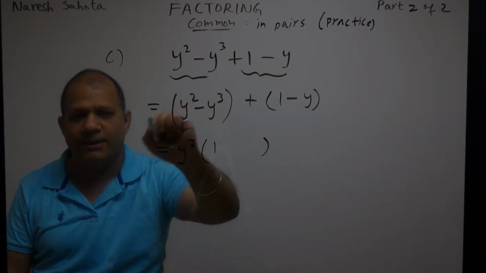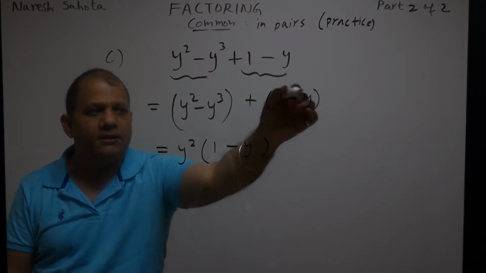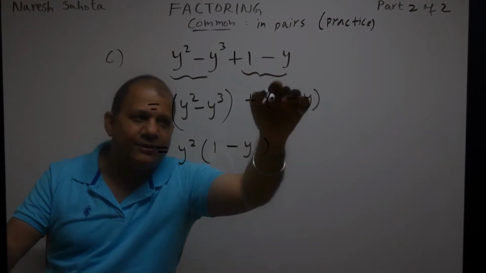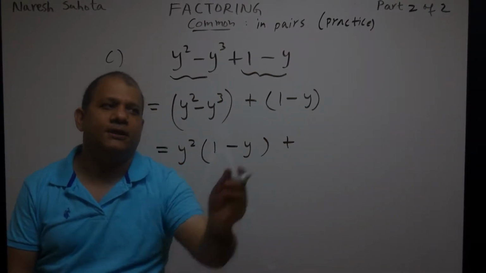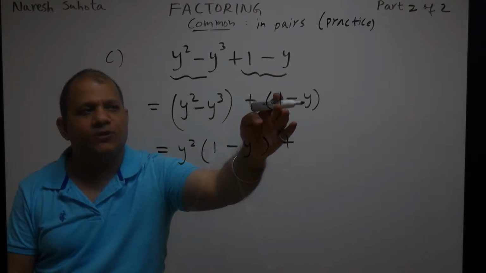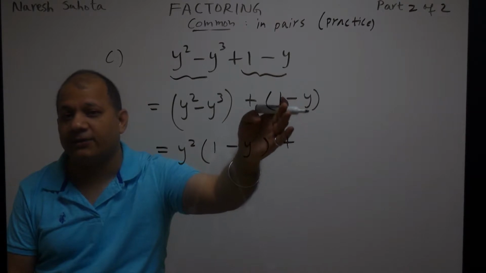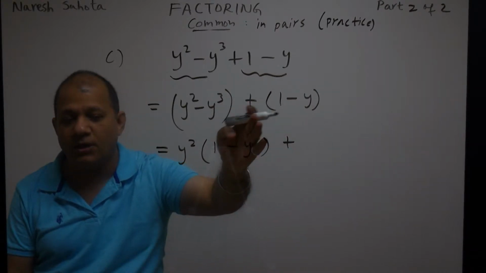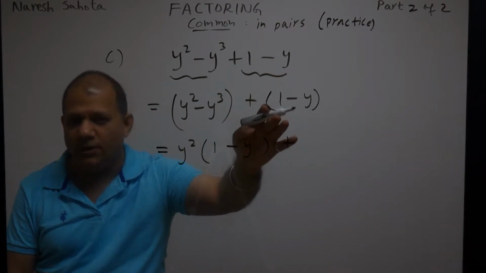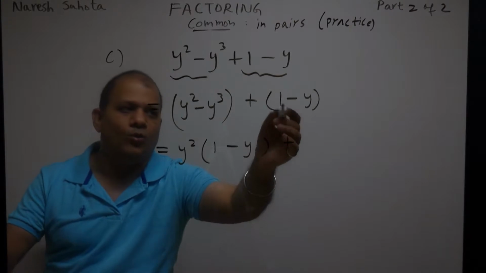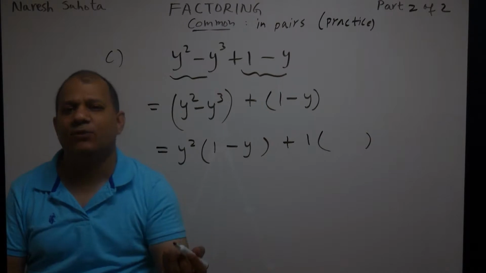Y squared times what will give me negative y cubed? That'll be negative y, right? Oh, look, my bracket here is the same. So from here, what can I pull out? There's nothing to pull out because there's nothing common. It's already in its lowest form. But we can always factor 1, or negative 1, or multiply by 1. So I'm going to factor 1 just so that I can visually see what I'm doing.